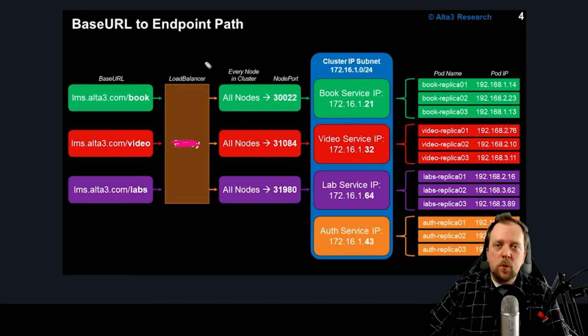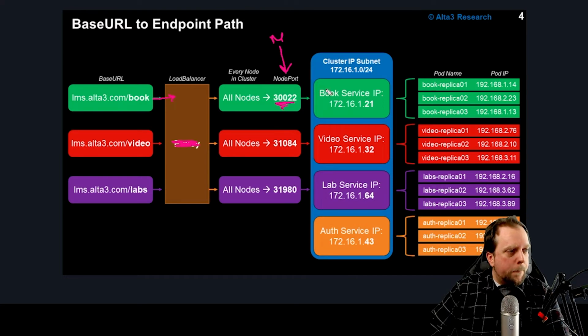But let's say, for example, we're taking a look at the Alta3 website. Alta3.com book. Awesome. That traffic comes into our load balancer. It will then pick up a node port from our master. Okay? The master will say, hey, this is the node port for the book service cluster IP. Okay, so we have our subnet here. This is the cluster IP address for the book service that is in our cluster. It will then round robin that request to these 3 endpoints.